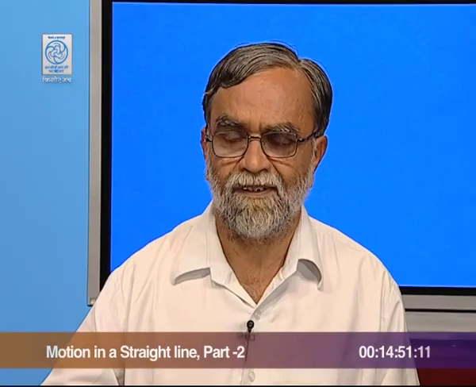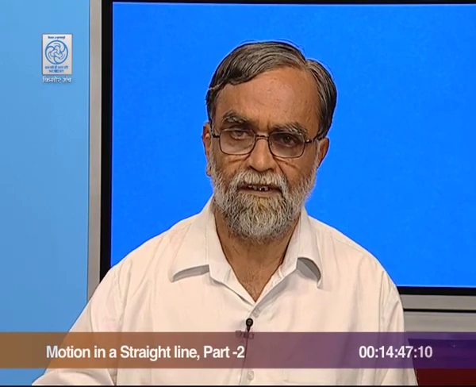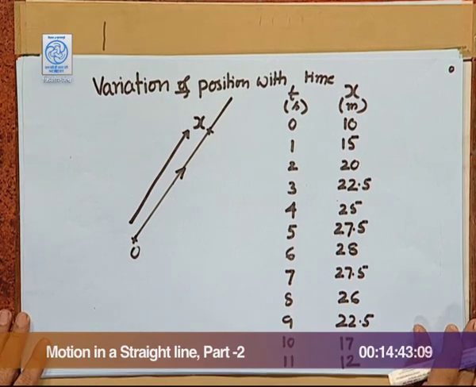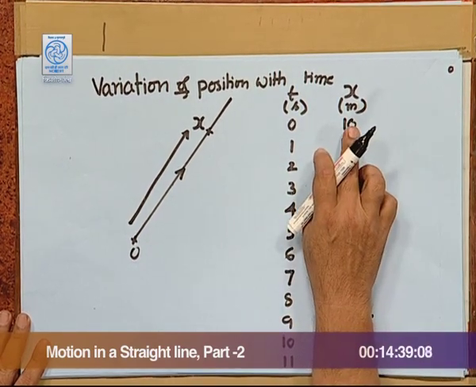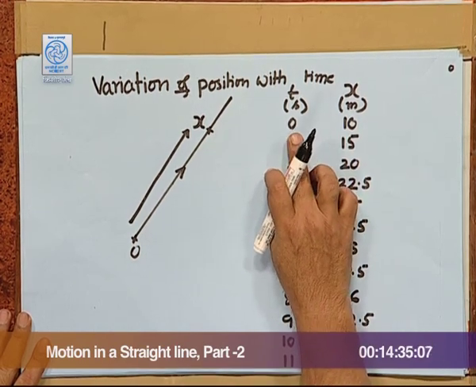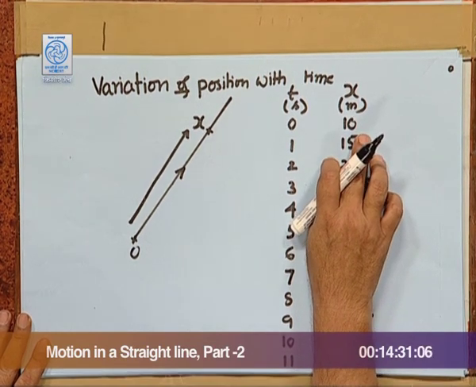Consider, for example, a situation like this, which I am going to present. This is the variation of position with time. t is given in seconds, x is given in meters. Say, for example, at t equal to 0, it is at a position 10 meters from the origin.